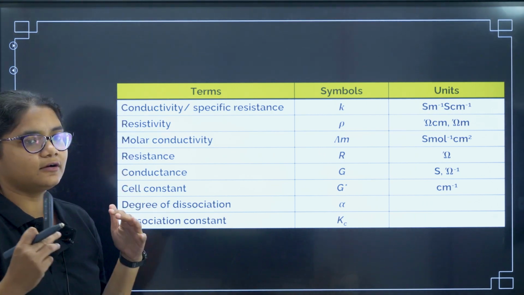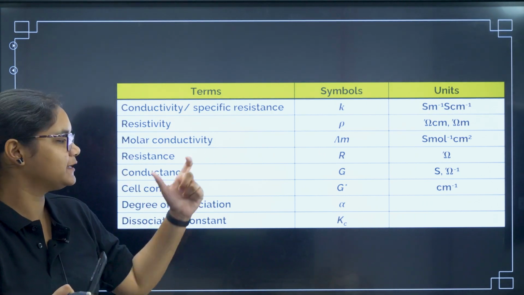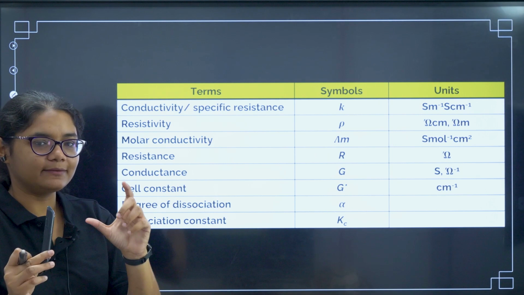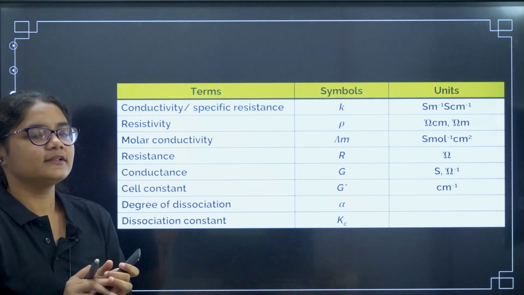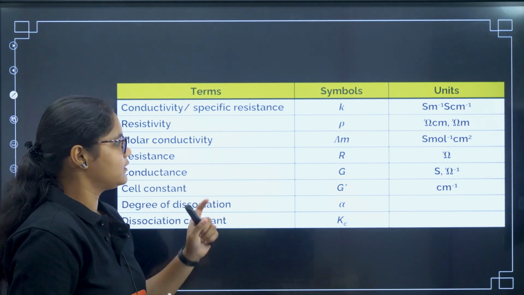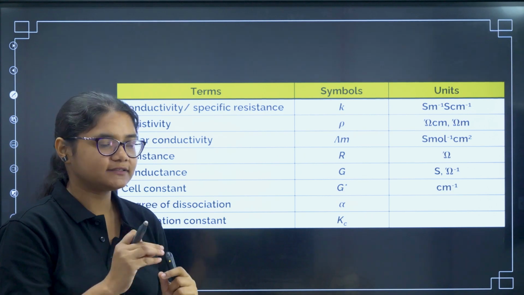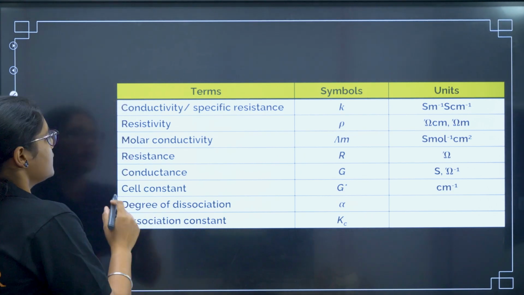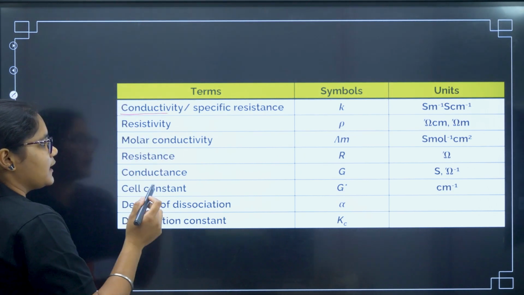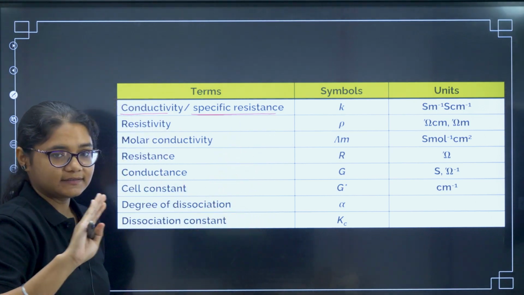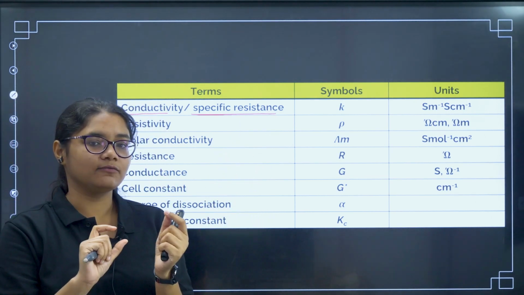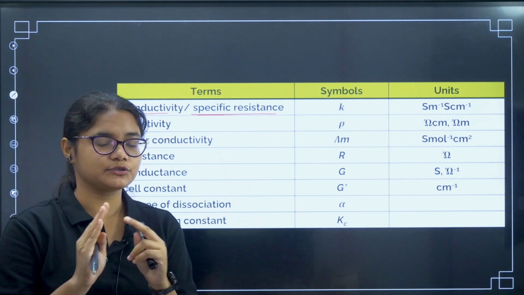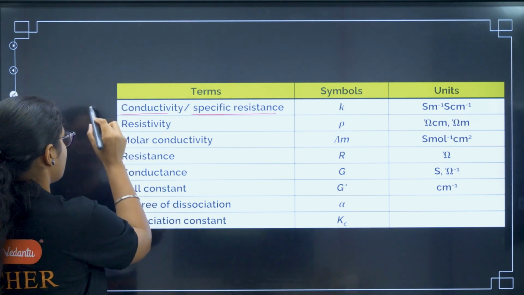Okay, so I can tell you, when I was studying, I felt this difficulty. The units, the names are so confusing, so similar. So for that, I have made a table where I have written all the symbols and all the units. So let us revise that once. Okay. So first is your conductivity. Conductivity and specific resistance are the same thing. So in the question, when conductivity is used, when specific resistance is used, we should not get confused. It is nothing but your kappa, right?